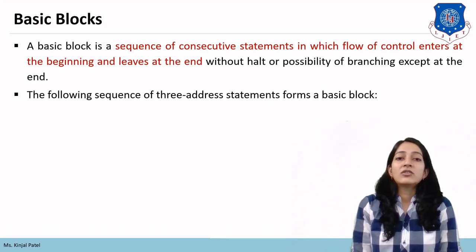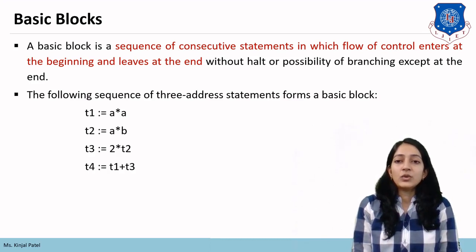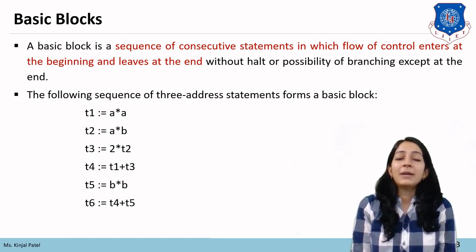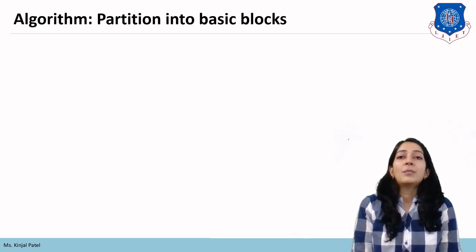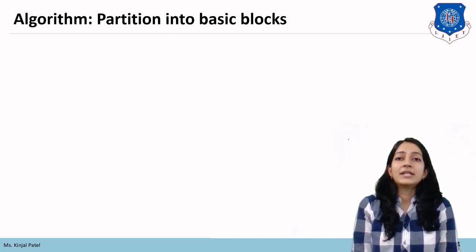So the following sequence of three address statements forms a basic block. T1 equals A star A, T2 equals A star B, T3 equals 2 star T2, T4 equals T1 plus T3, T5 equals B star B, T6 equals T4 plus T5. So this sequence of three address statements forms a basic block. Why? Because there is no flow of control, there are no go to statements which are going toward another three address statement.